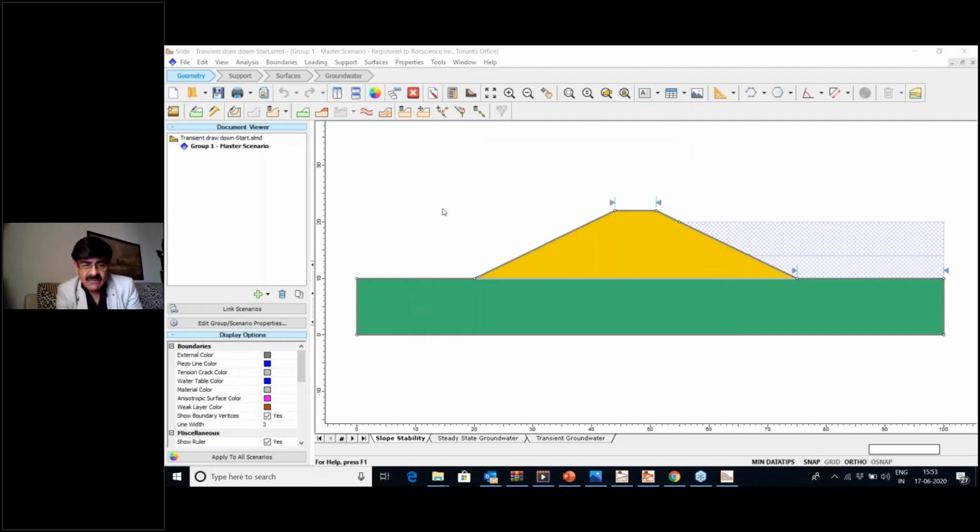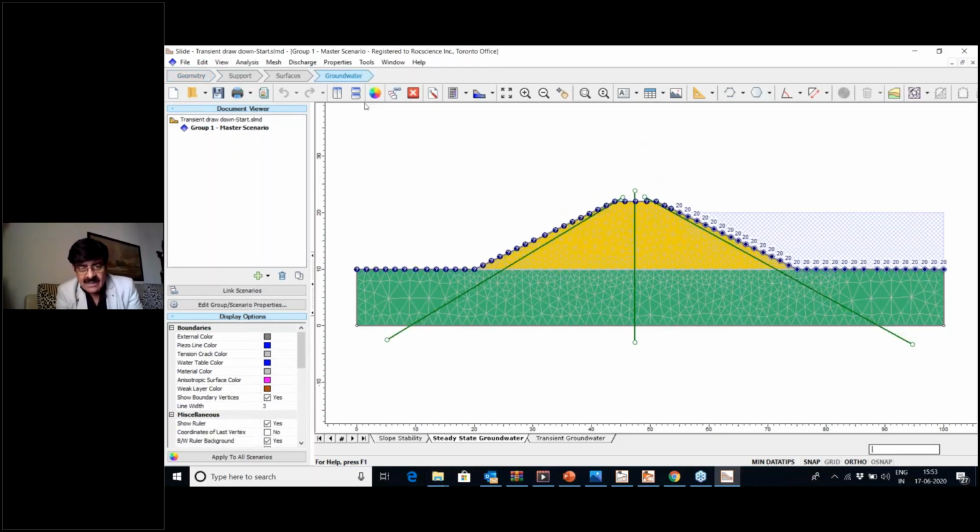You have 3 tabs here: slope stability, which is what you see, steady state groundwater, and then we'll go to the transient groundwater. In the steady state model, you see the water on this side, and these green lines are the discharge sections that we have created so that we can capture the value of the water passing through them. So we can look at how the water is moving through the body of the embankment.